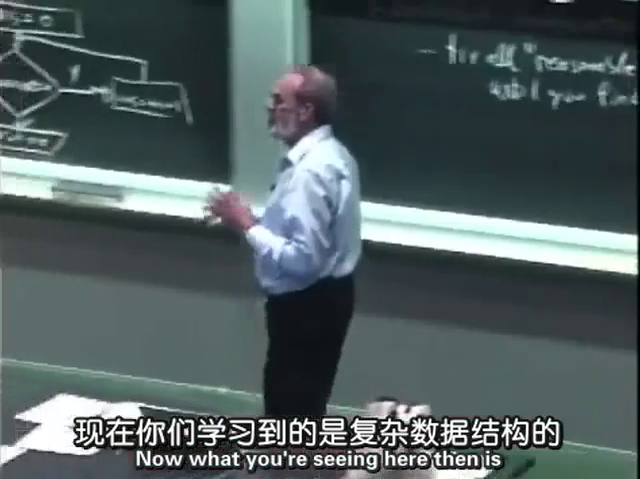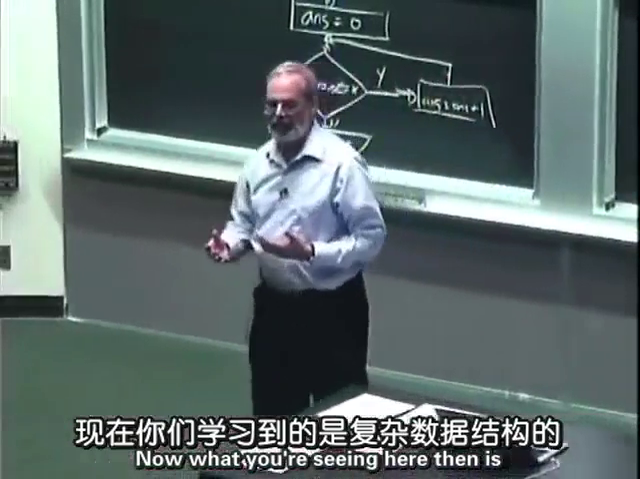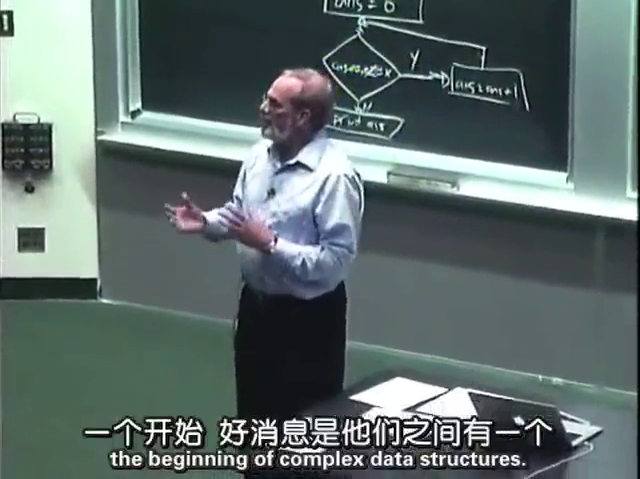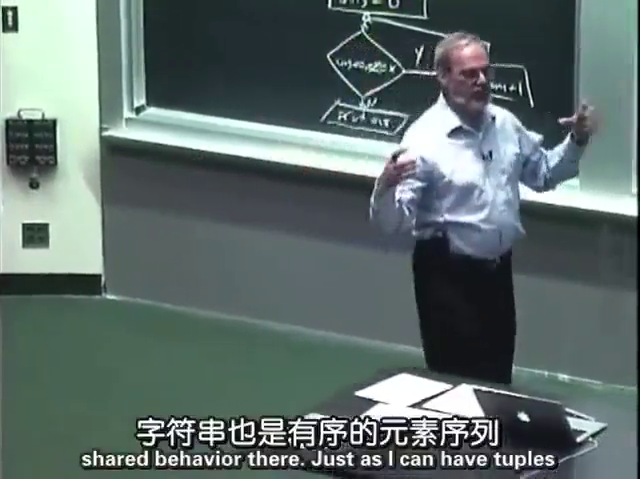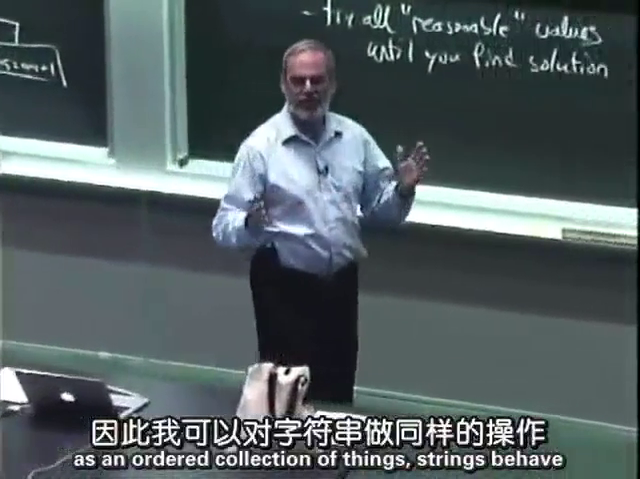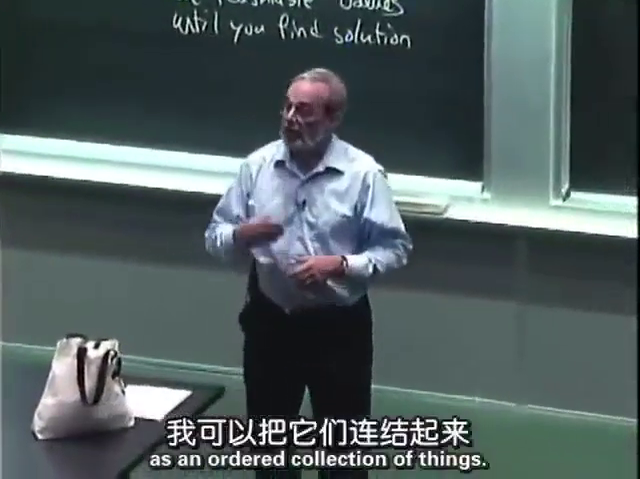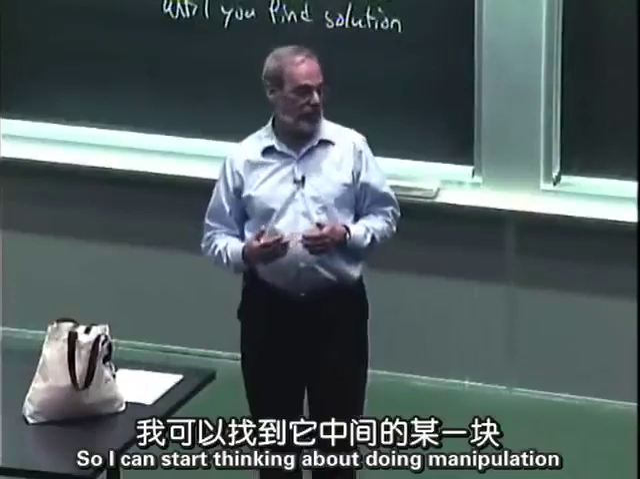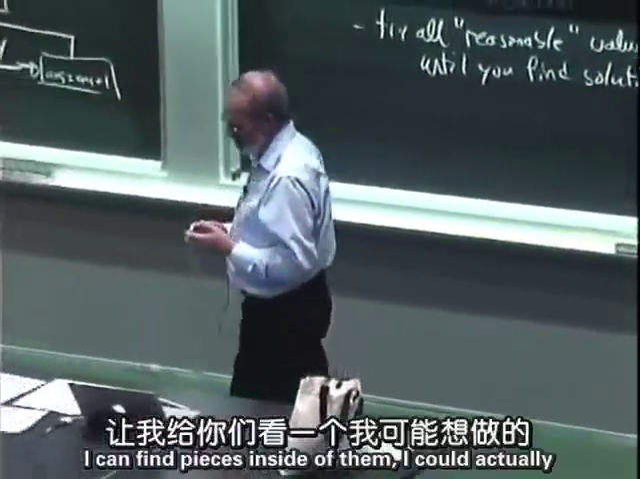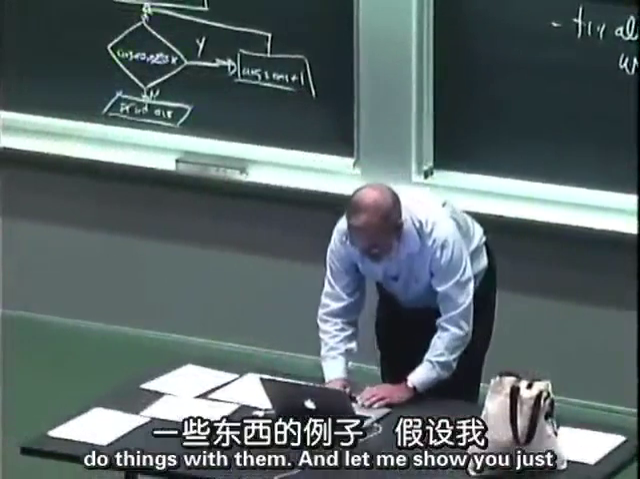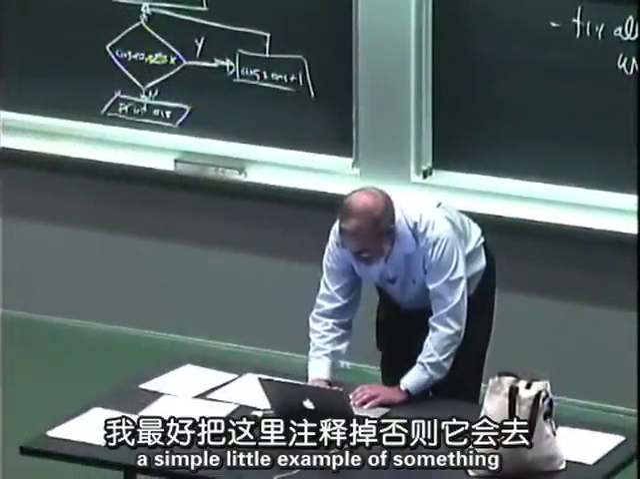Now, what you're seeing here then is the beginning of complex data structures. And the nice thing is that there's a shared behavior there. Just as I can have tuples as an ordered collection of things, strings behave as an ordered collection of things. So I can start thinking about doing manipulation on strings. I can concatenate them together. I can find pieces inside of them. I could actually do things with them. And let me show you just a simple little example of something I might want to do.